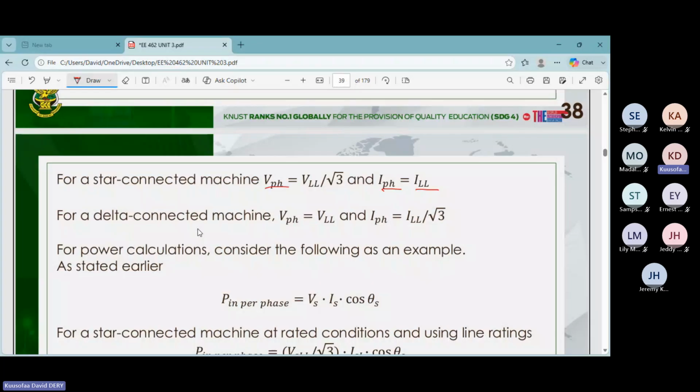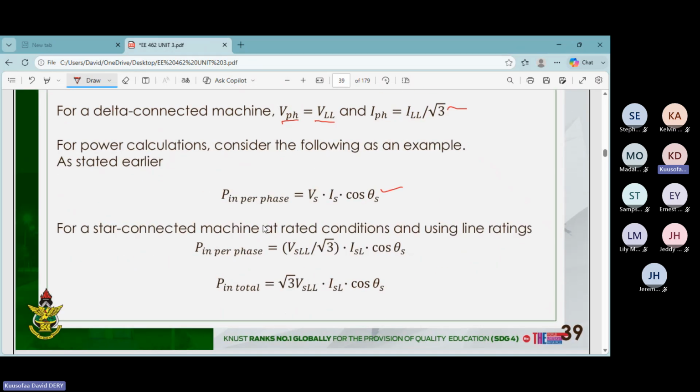But for delta connected, the line voltage is the same as the phase voltage, and the phase current is the line current divided by √3. So I think we are familiar with these. So we know how to calculate the power. We calculate for these phase values. So if you want to do three-phase calculations, then we know that this is representing phase value.